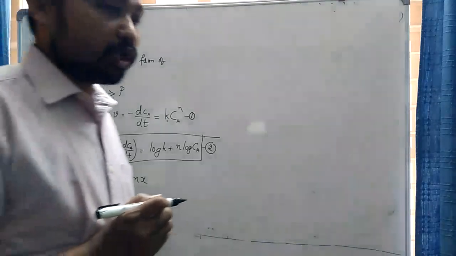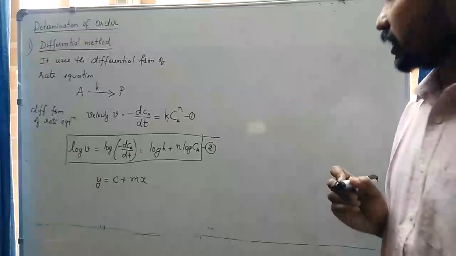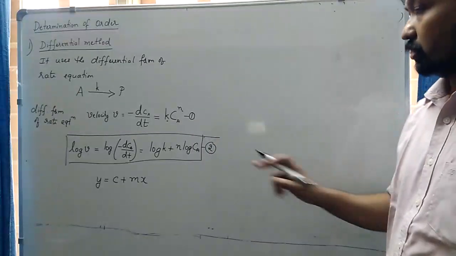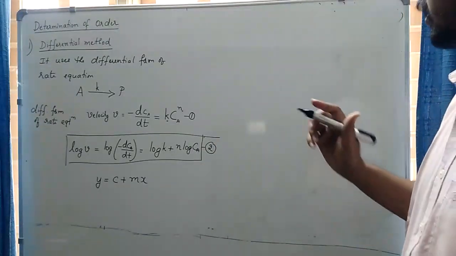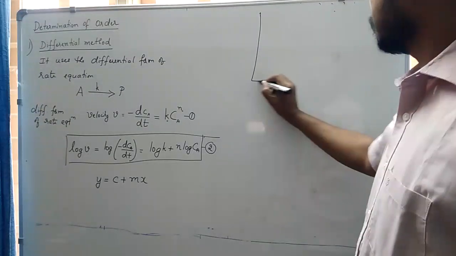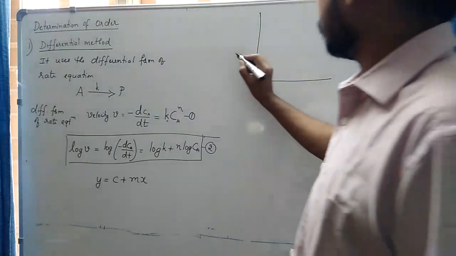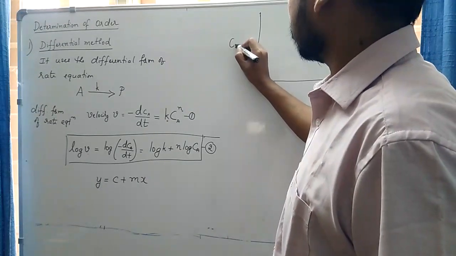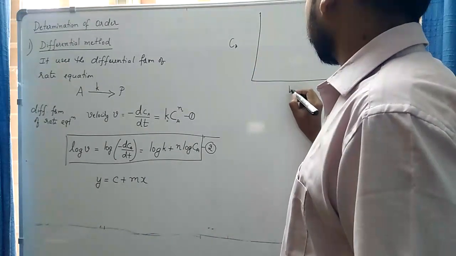For that, what we do first is plot a graph of rate of the reaction versus concentration of the reactant. So let us plot a graph of concentration Ca with respect to time.